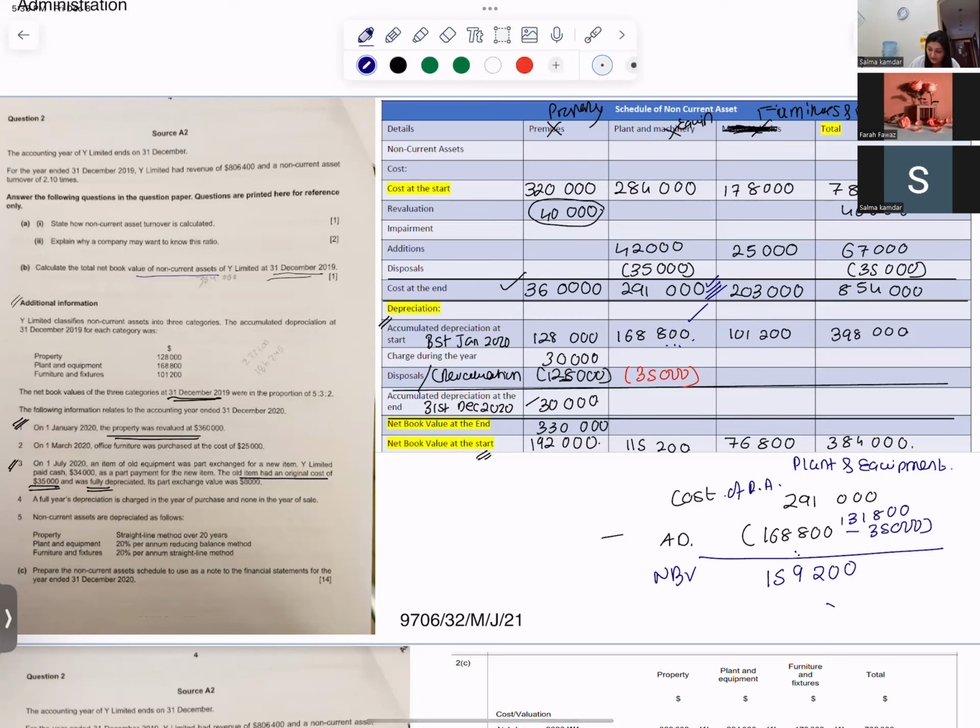Now of this 159,200, you have to take 20%. So this will become 31,440. Where will you write the charge for the year? 31,440.